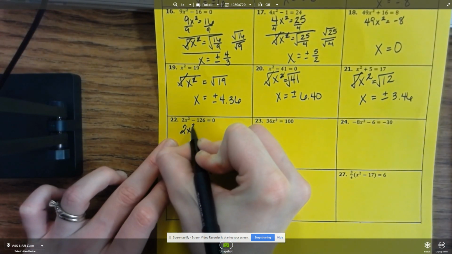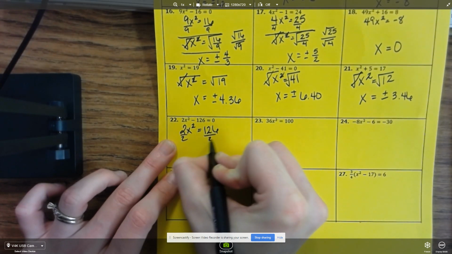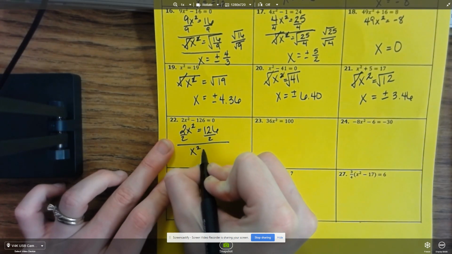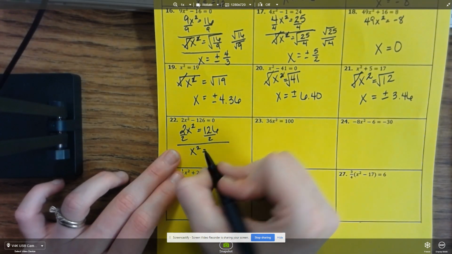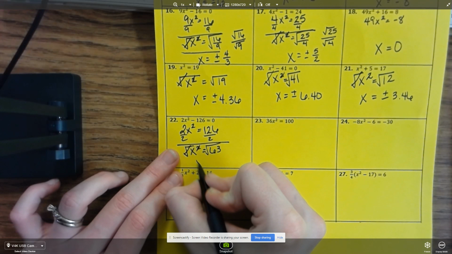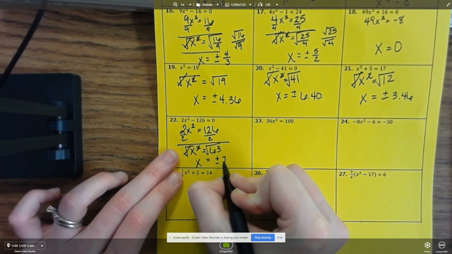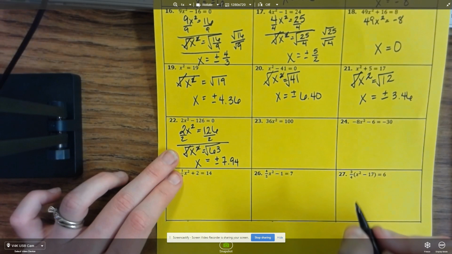All right, so now we've got a bunch of craziness. So 2x squared equals 126. I'm going to divide both sides by 2. So I'm going to get x squared equals 63. Square root both sides. And x is going to equal a positive negative 7.94.